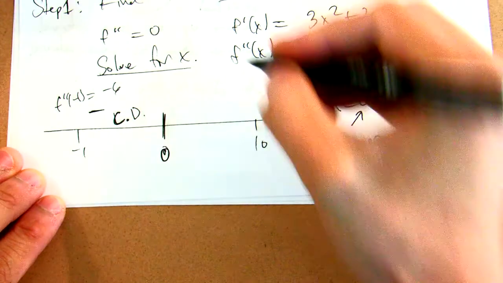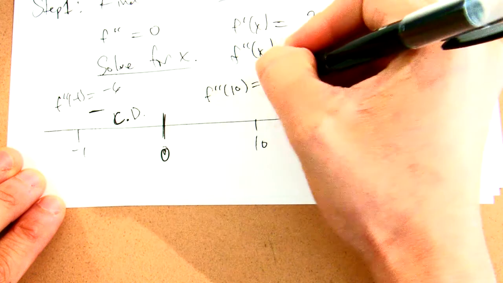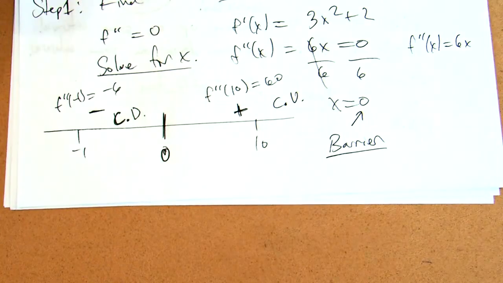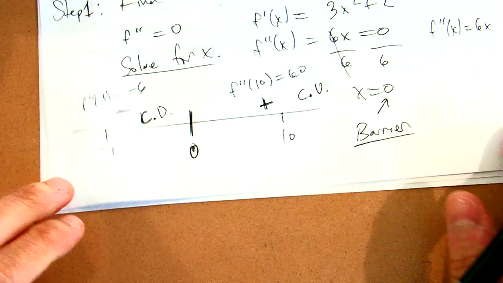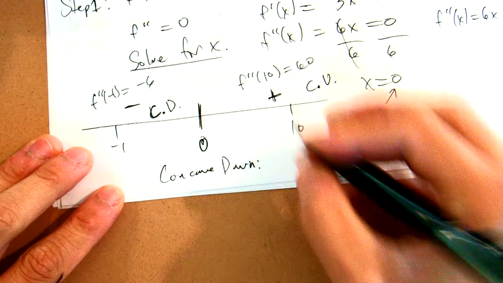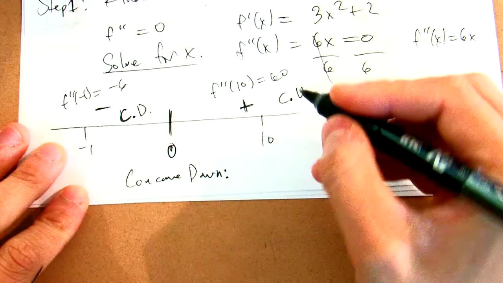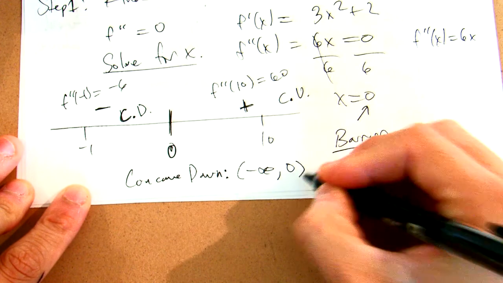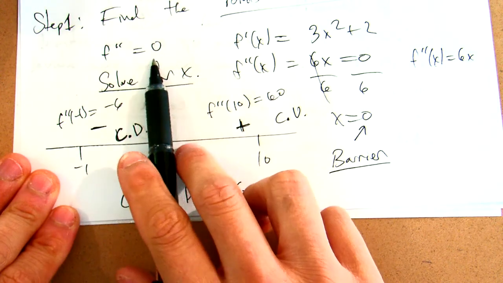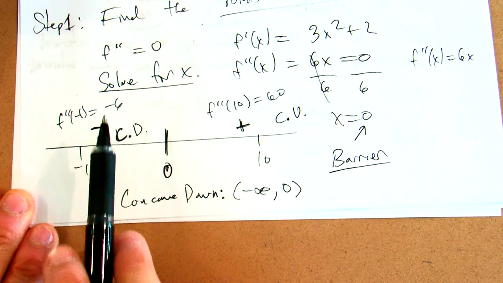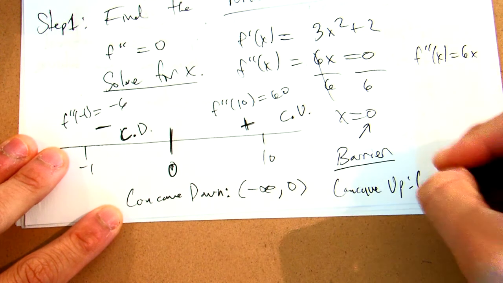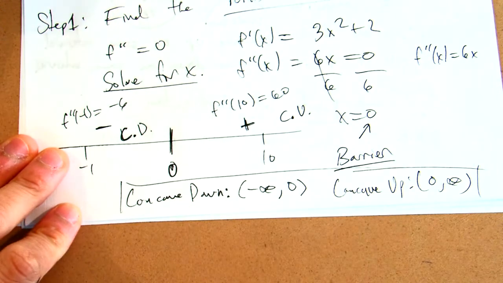And then what about here? What is f double prime of 10? 60. What is 60? Positive or negative? So this is concave up. So now I'm going to write my intervals of concavity. It's concave down from where? Negative infinity to 0, and it's parentheses. Why? Because at 0, the second derivative was what? It was 0. Remember, before 0 it's negative, after 0 it's positive, and then where is it concave up? Yeah, 0 to infinity. And this is how you use your second derivative test here. Very similar to the first one.